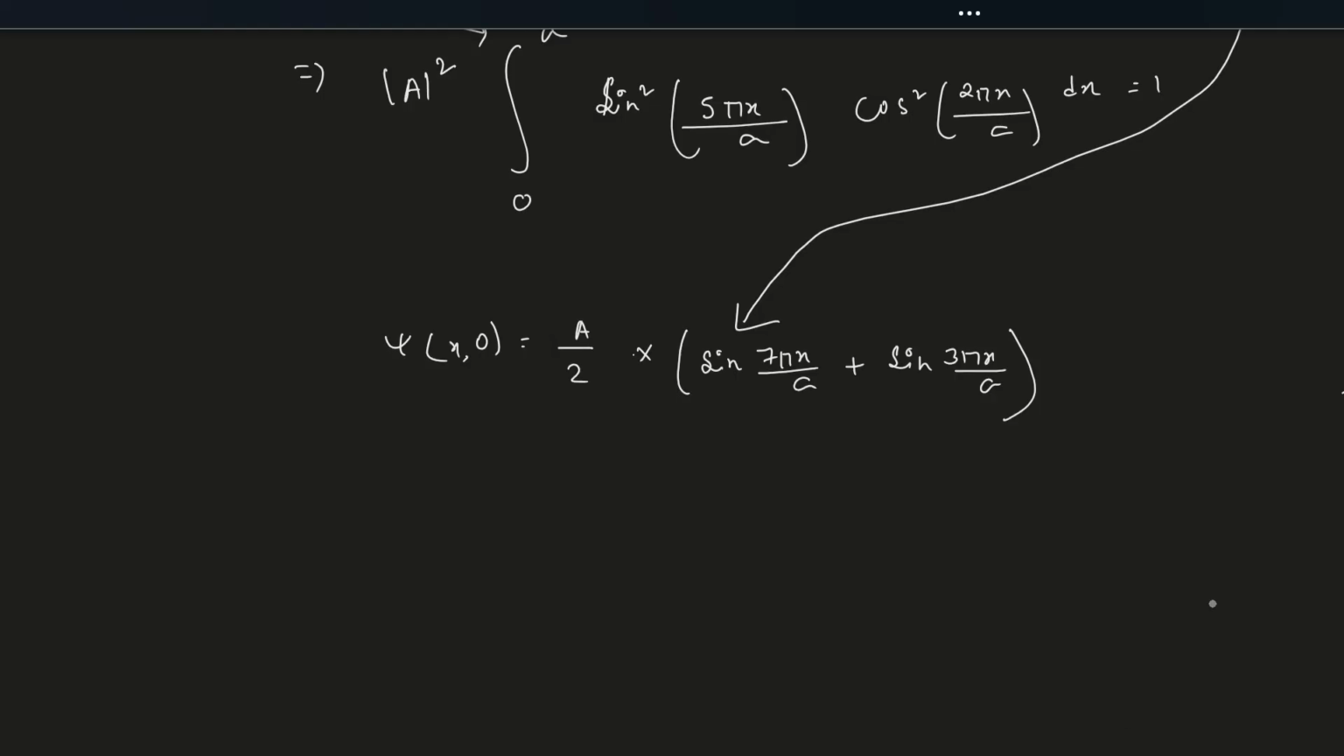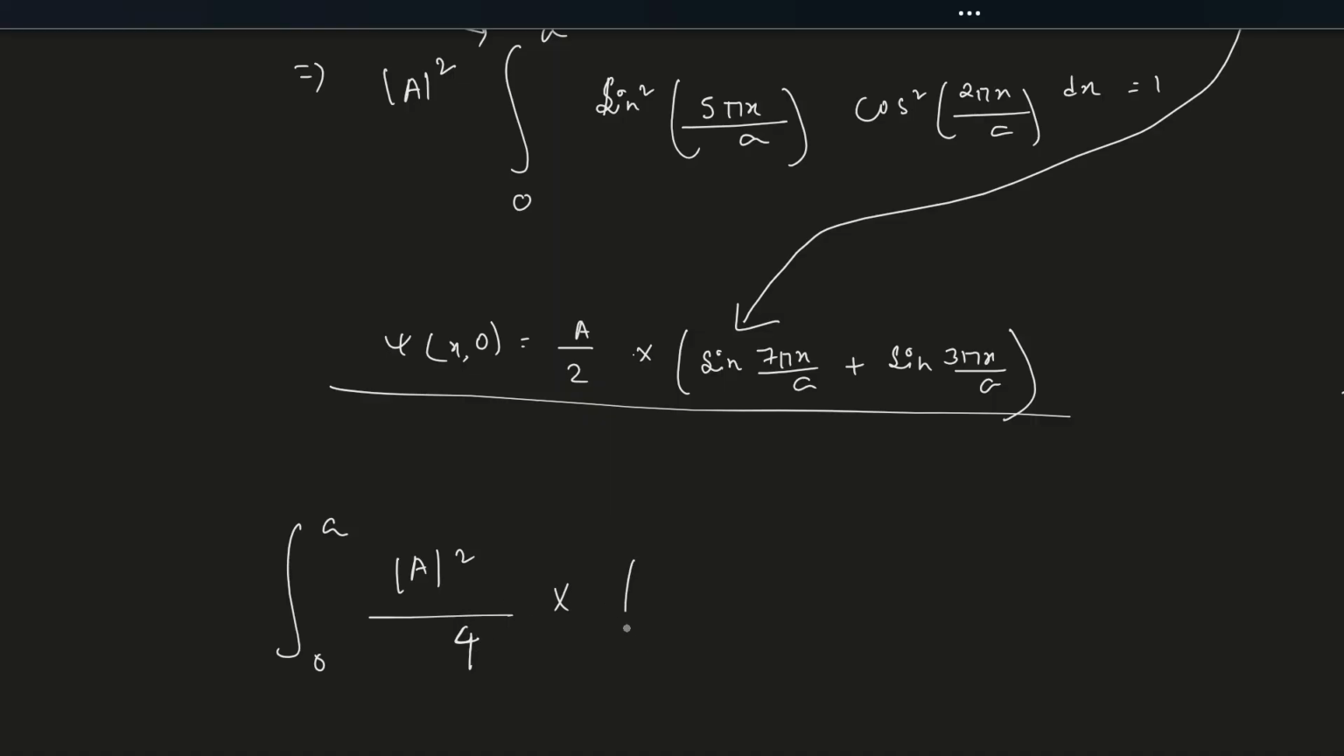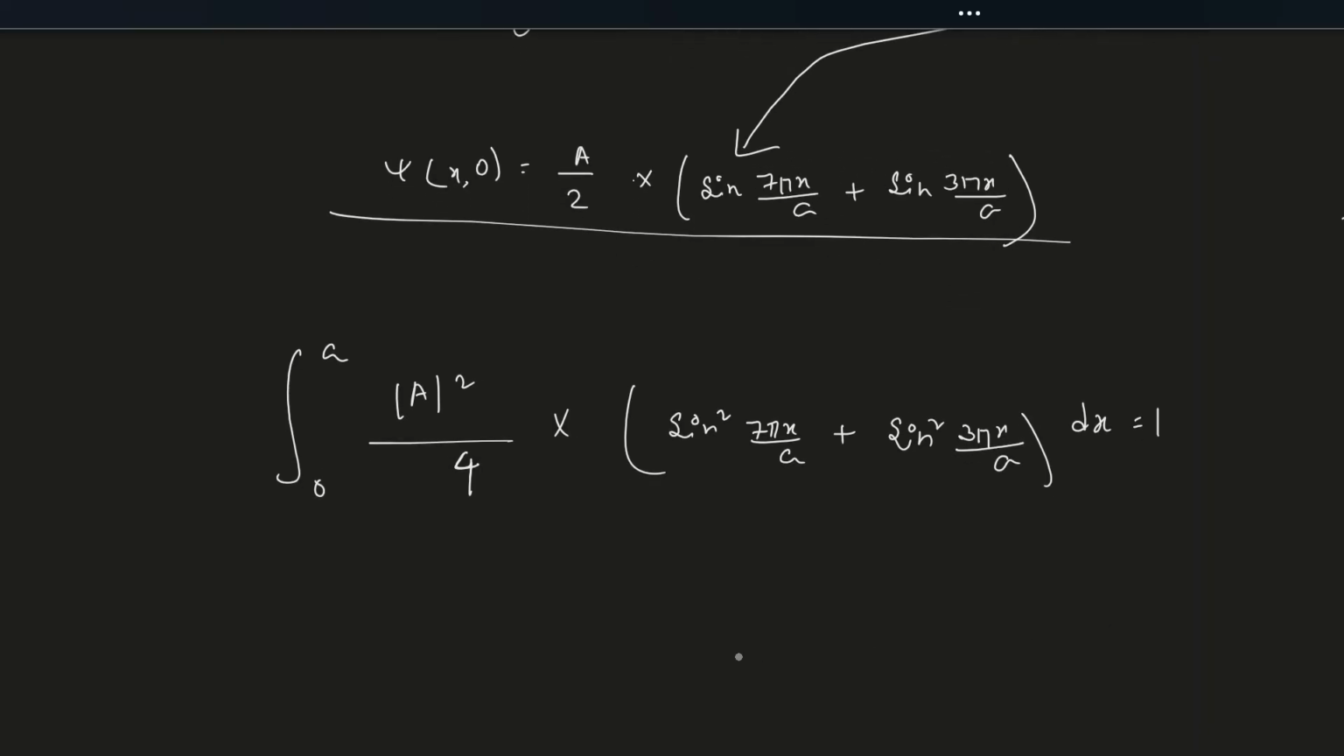Now once you have done this, we have separated from a product form into a much simpler summation form. So now integration would be easier, from 0 to a, of the whole mod square. So you take the whole mod square of this form, so mod a squared by 4 into, this is sine square pi x by a plus sine square 3 pi x by a, dx equals 1. Now you do the usual integration step by step, slowly and carefully.